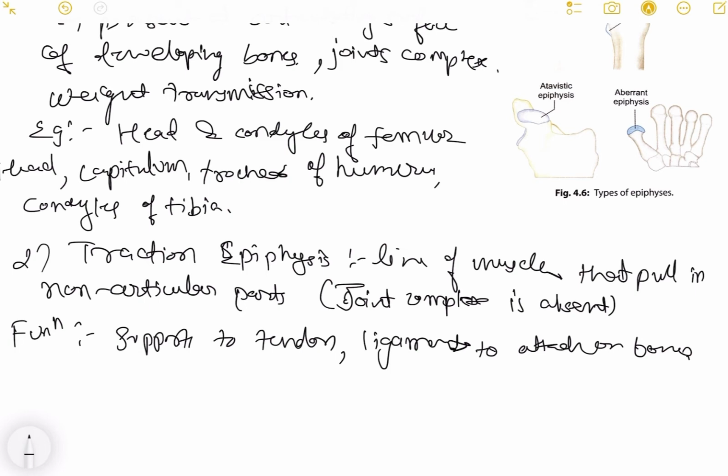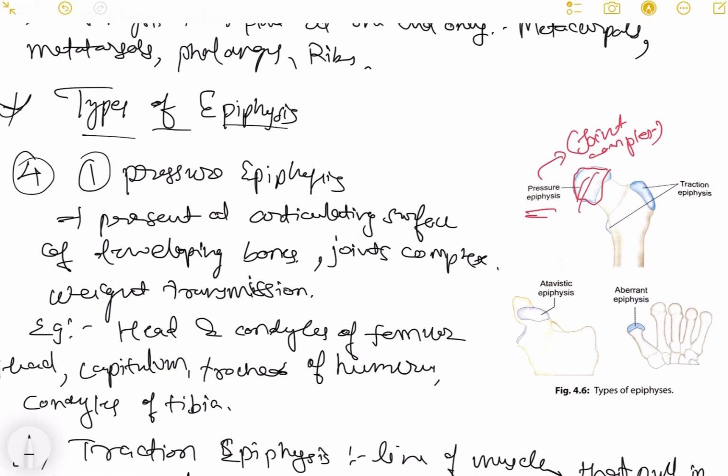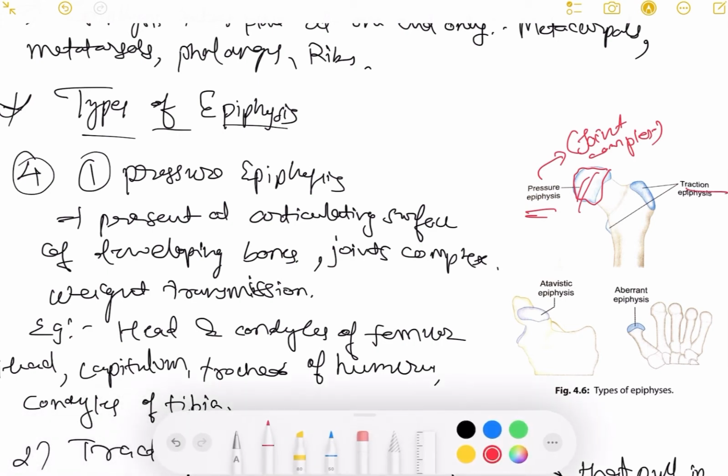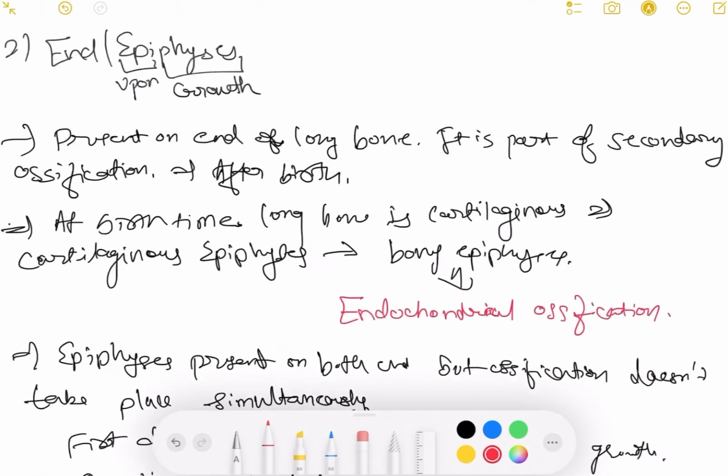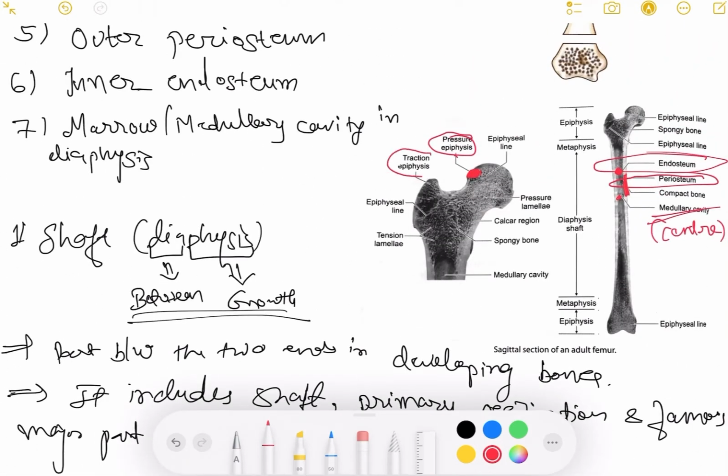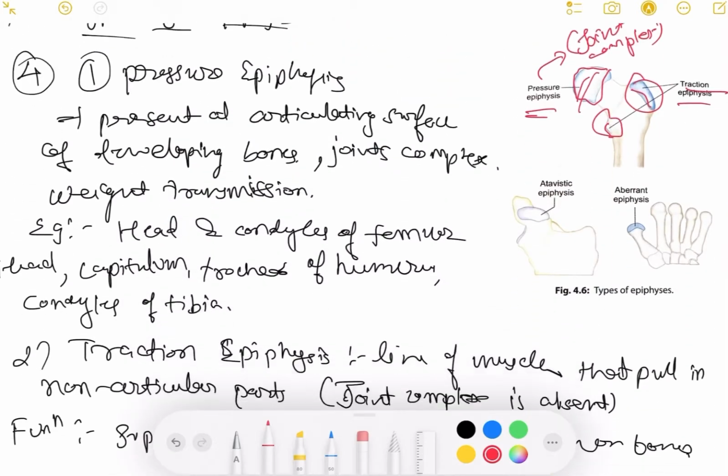So its name is traction. You can see here, traction epiphysis, like this, because this part does not form any joint. And you can see in the earlier figures, for more proper, traction epiphysis. Now this one part is traction epiphysis, which does not have any role.